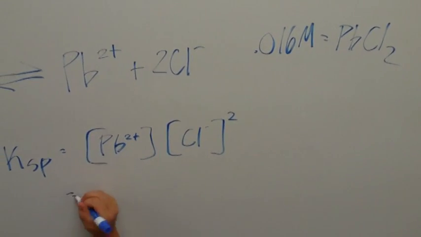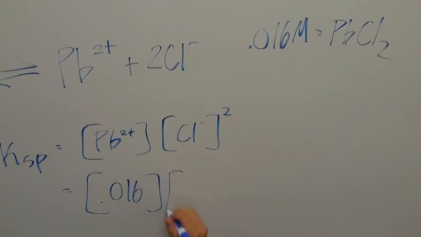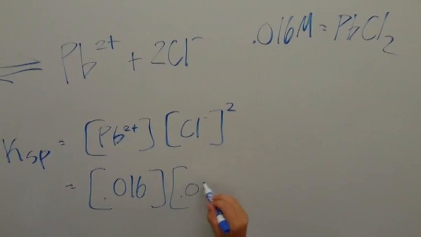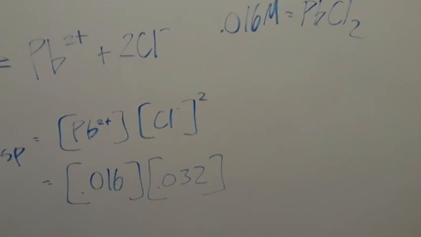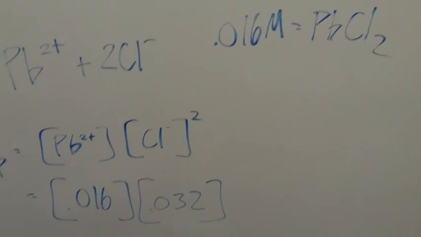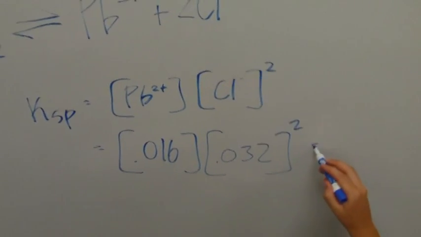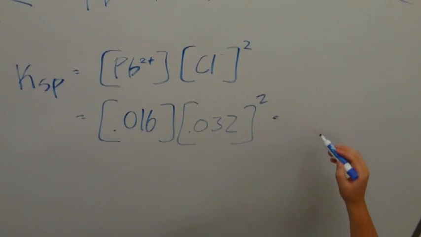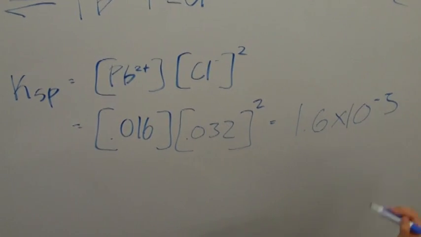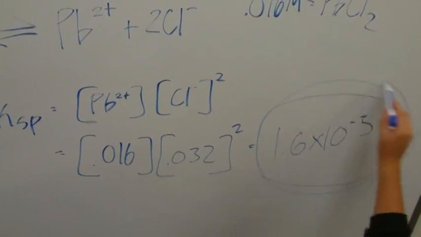So what I'm trying to say really is we have 0.016 for the lead right there, and then we're going to have 0.032 for the chlorine. And that's just because when this dissociates, we've got 2 chlorines, and so we have to account for that. And then, plugging this into the equilibrium law, we're going to square that right there. And from here on out, it's just algebra, and you get 1.6 times 10 to the -5 for the Ksp. That's what that equals. So that's the answer right there, and that's how you do it.